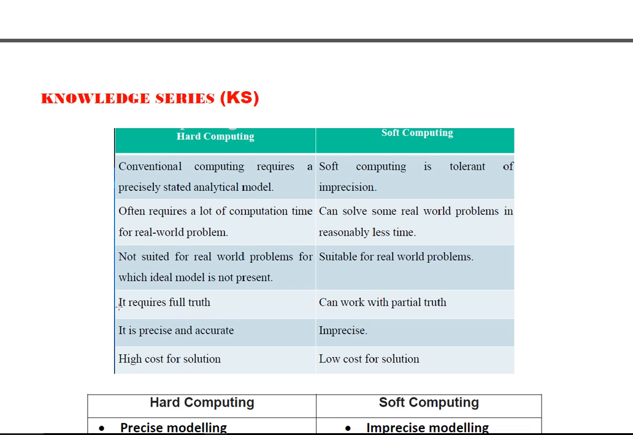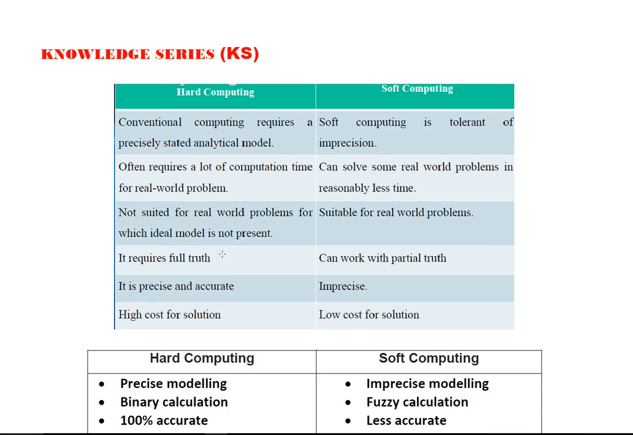Hard computing requires a full truth. Full truth means that the input values and the output values should be very precisely known before designing a model. Whereas soft computing can work with a partial truth. Partial truth means, say for example, the temperature of a room. If it has to control the fan, the temperature of the room in terms of an exact numerical parameter or the full truth is not needed, unlike in hard computing, where we solve it that way. Whereas in soft computing, we just need linguistic variables to solve the problem.